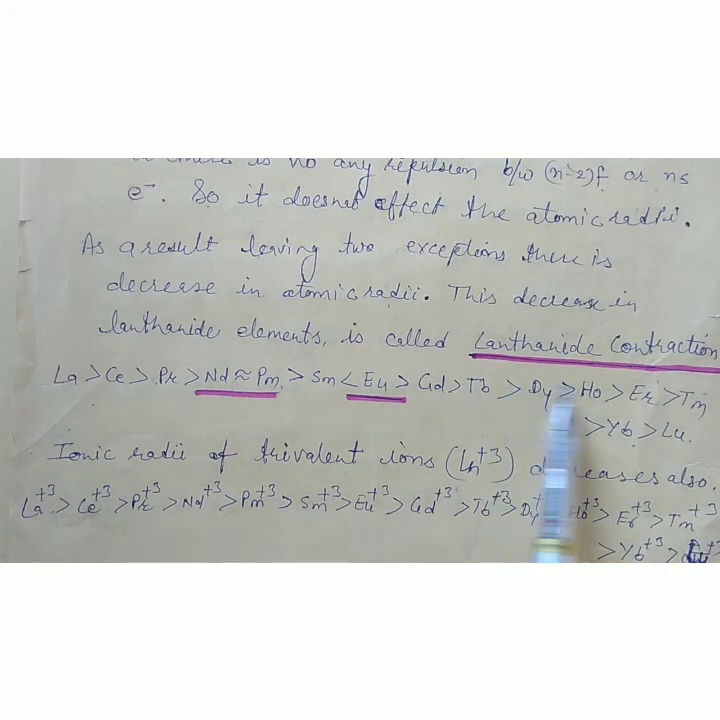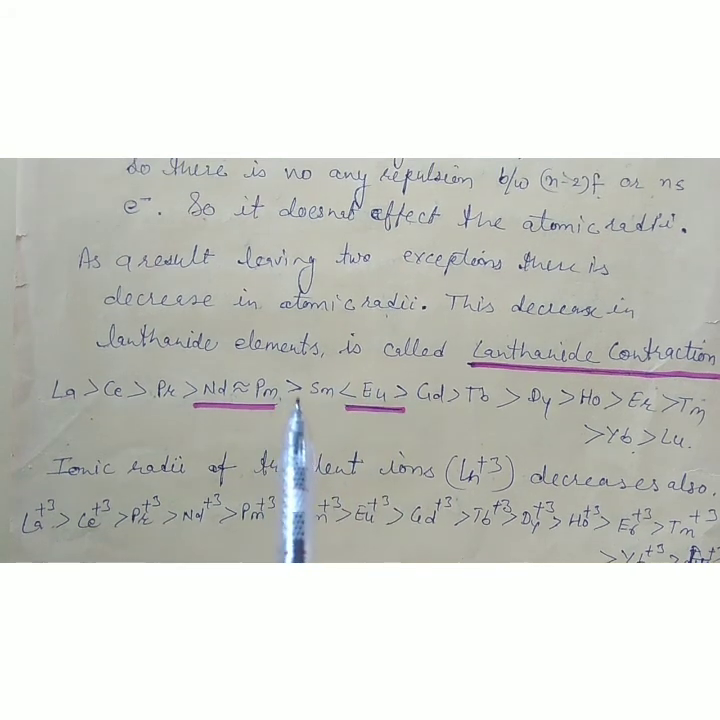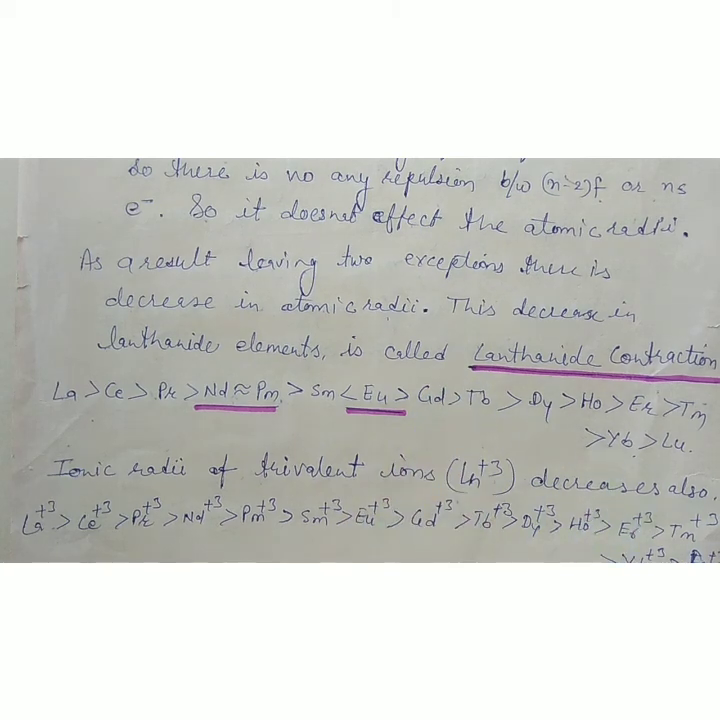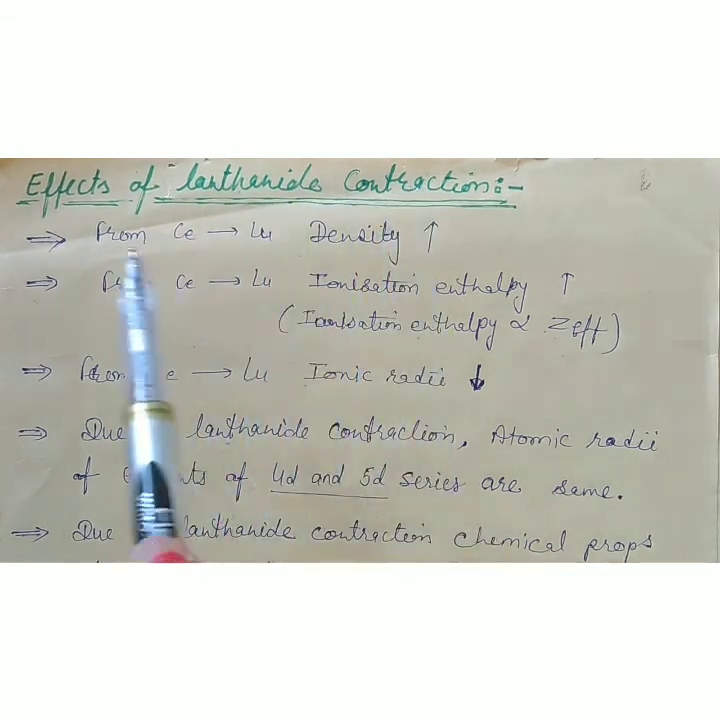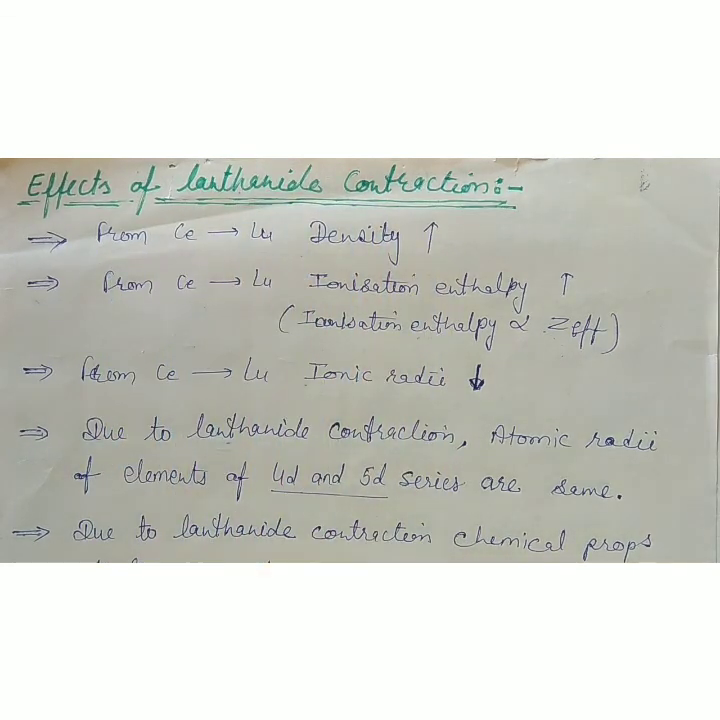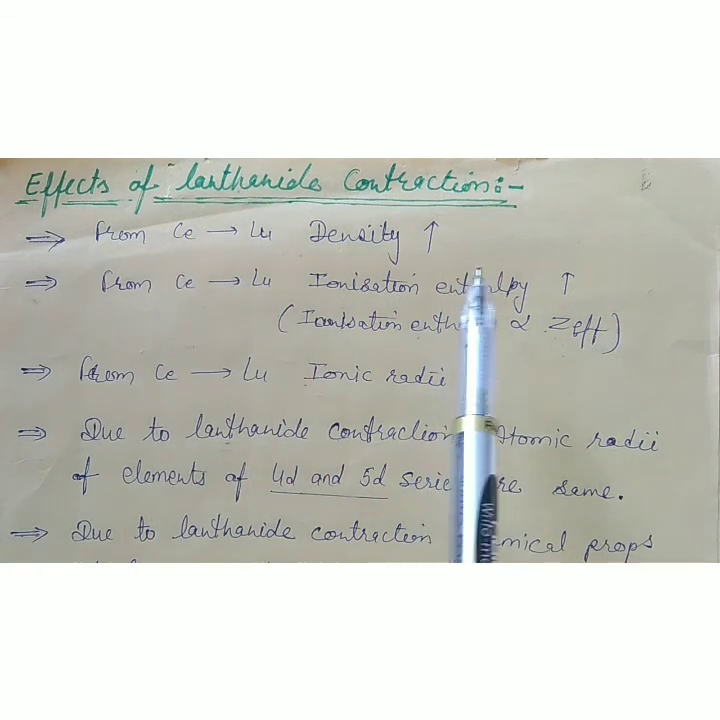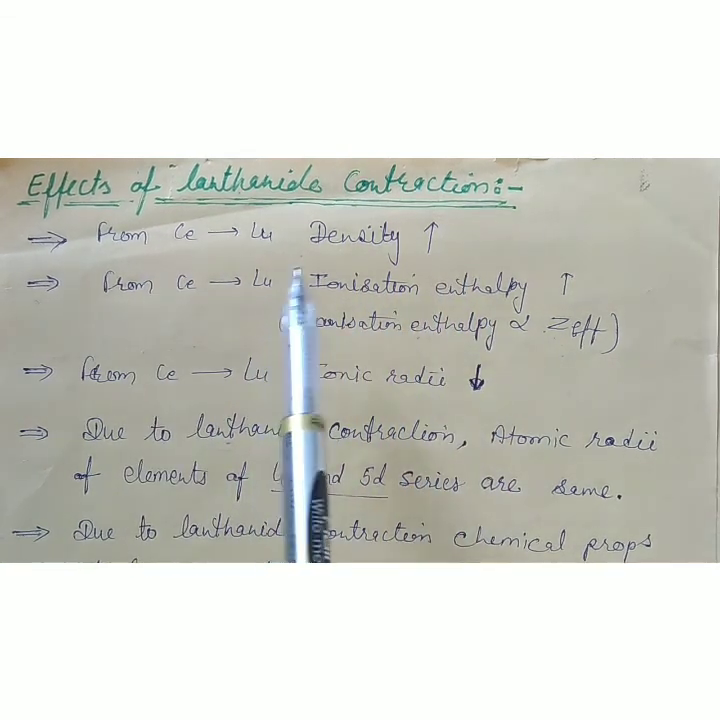What is lanthanide contraction? Clear? It is the decrease in atomic radii due to Z effective increasing and poor screening effect of f orbitals. Now, what are the effects of this lanthanide contraction? Let's see, as lanthanide contraction goes from lanthanum to lutetium, the size decreases, that is, atomic radii decreases.